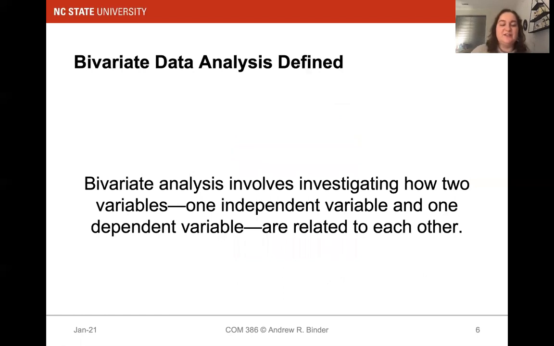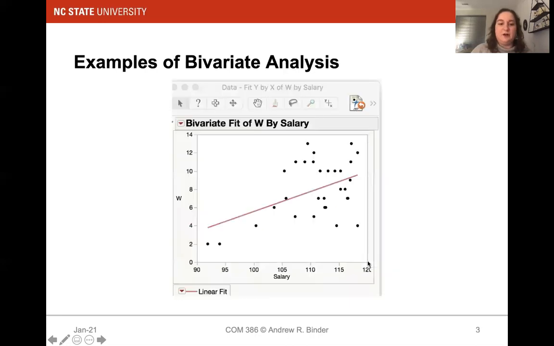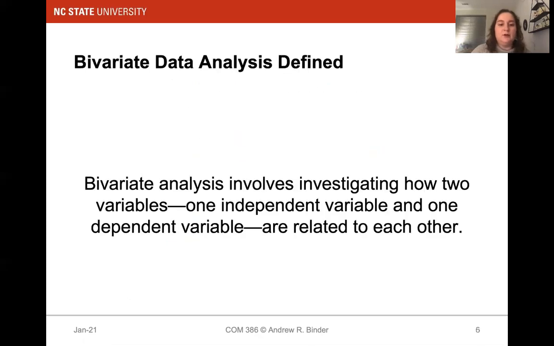Defining bivariate data analysis: bivariate analysis involves investigating how two variables, an independent variable and a dependent variable, are related to each other. As we saw, we'll go back to this one because it's a little easier to follow. Here we've got our independent variable, the total team salaries, and how that relates to team wins, our dependent variable. It's two variables, and that's all we're interested in. This goes one step beyond univariate analysis, but doesn't quite move into more than two variables.